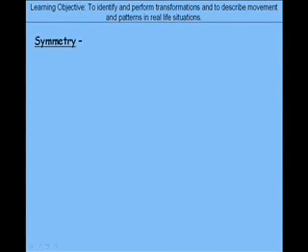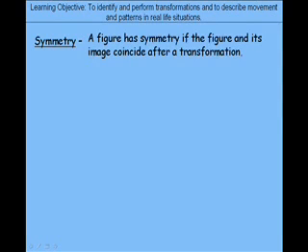Alright, now we need to talk a little bit about symmetry. You guys are pretty much familiar with symmetry, I think. You've all seen a line of symmetry, and you know that when you draw a line down the middle of something and flip it over, it all matches up. And that's symmetry. But there are actually 3 types of symmetry also that are directly related to our transformations.